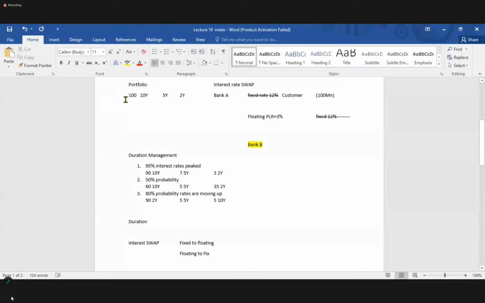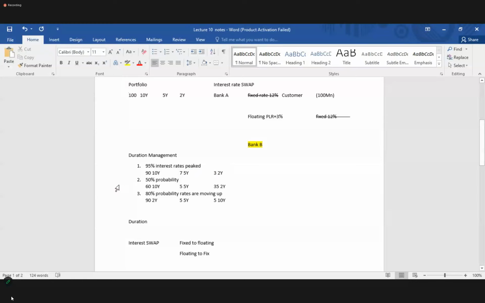Anyway, so this is the portfolio that I was talking about: 100, 10-year, 5-year, 2 years. If interest rates are fairly high, I keep a long-term portfolio, a longer duration portfolio, where I keep 90 of my instruments in 10 years, 3 of my instruments in 2 years, and so forth.